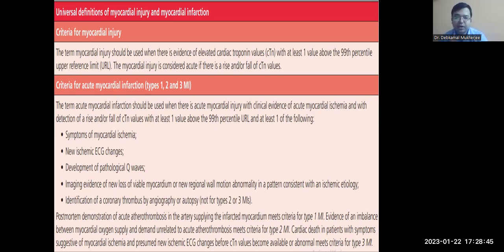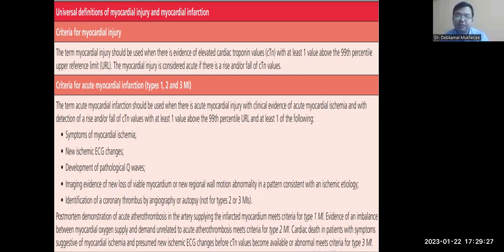For diagnosing a myocardial injury, it was said that there should be elevated cardiac troponin levels with at least one value above the 99th percentile of the upper reference limit, and along with that, an acute rise or fall in these troponin levels. For diagnosing acute myocardial infarction, we need to have an acute myocardial injury along with clinical evidence of myocardial ischemia, and a rise and fall in cardiac troponin level with at least one value above the 99th percentile of the upper limit.